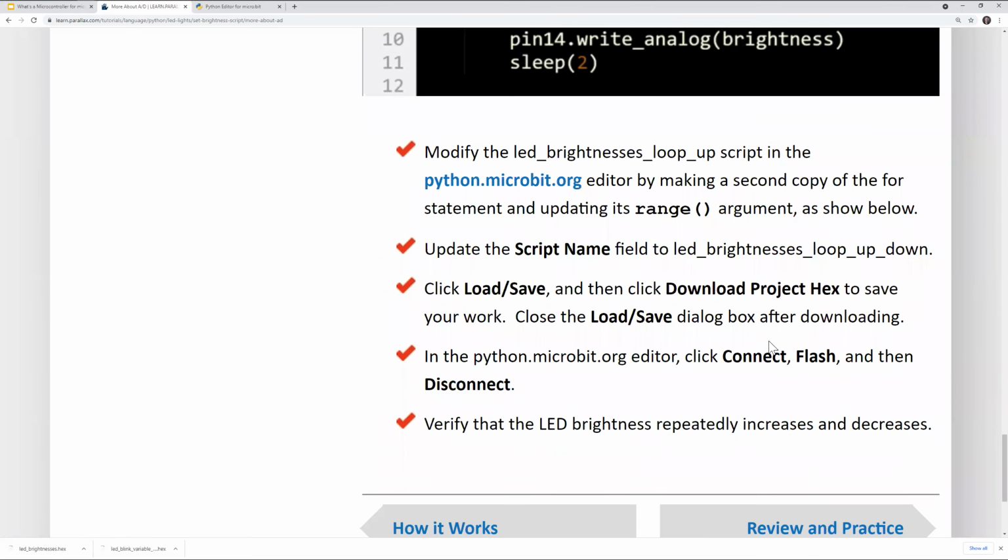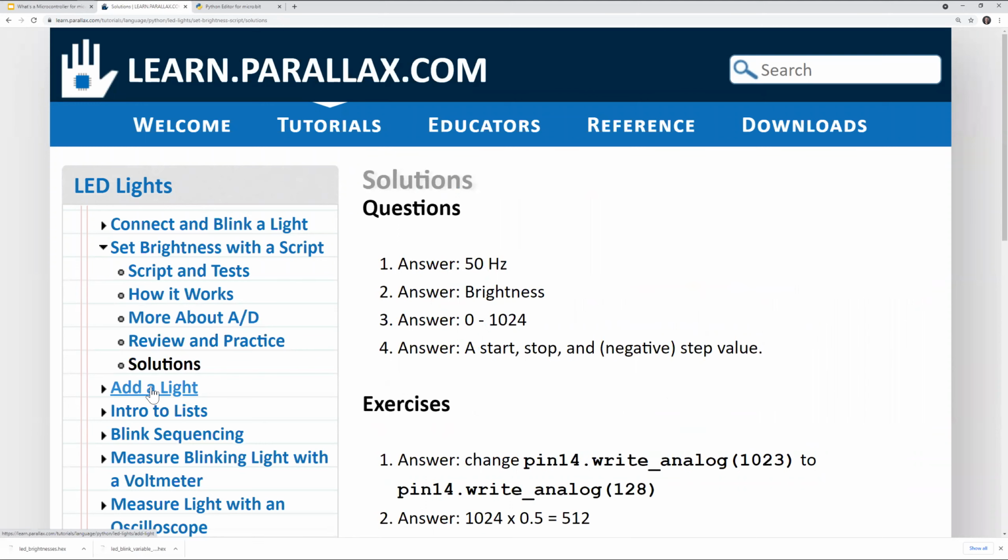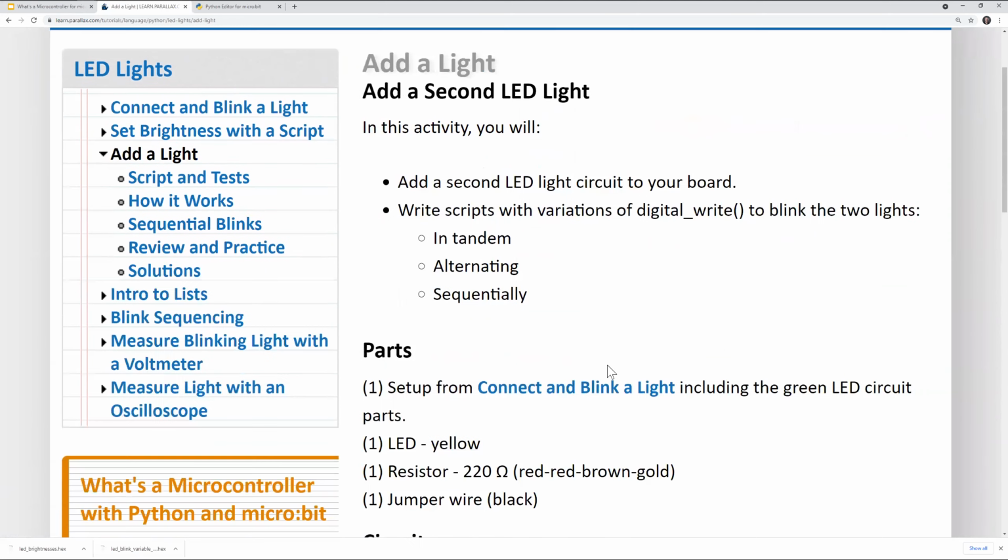Okay, how are we doing on time? 20 minutes left. So then there's the usual review and practice and solutions. Okay, and so we can add a light, and I'm going to skip over some of that because it is pretty much a repeat of the building and testing we just did.